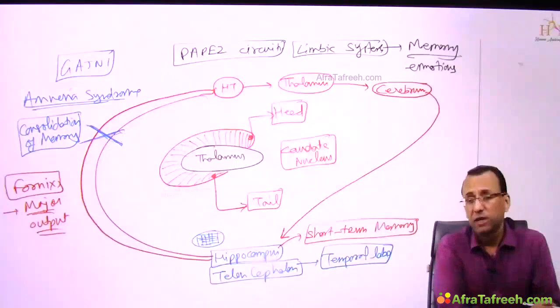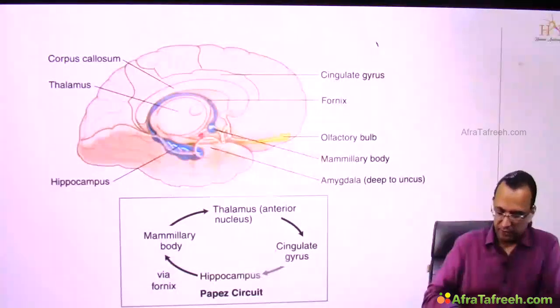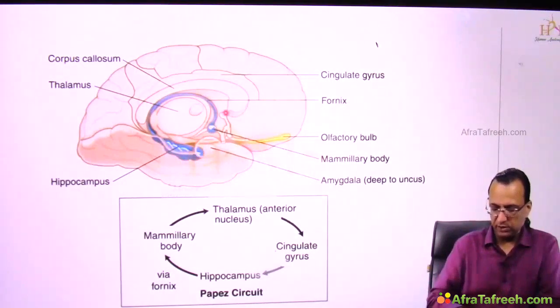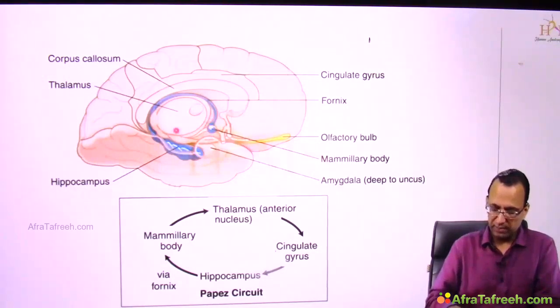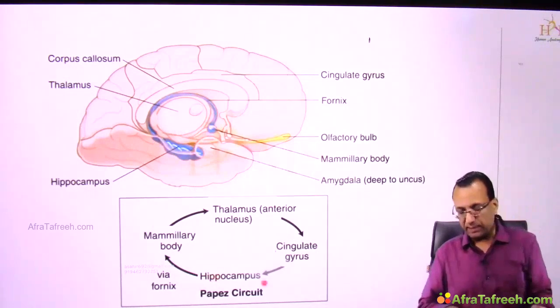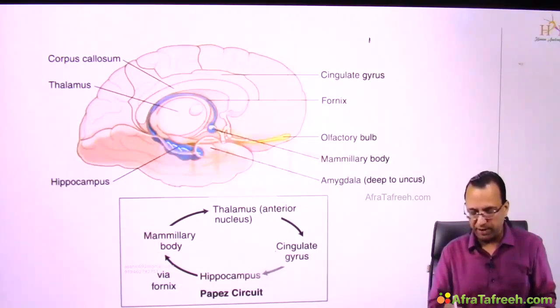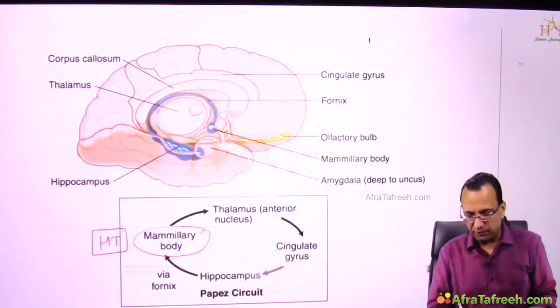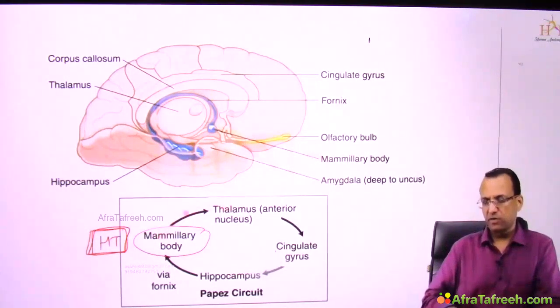Let us see a diagram for the same purpose. You'll find here a diagram for Papez circuit, limbic system. See, this is the hippocampus, and what is it sending? The C-shaped structure, that is the fornix. Where is the fornix going? To the mammillary body. Where is mammillary body? Hypothalamus, and from the hypothalamus to the thalamus. Which nucleus of thalamus? That is the anterior nucleus of thalamus.